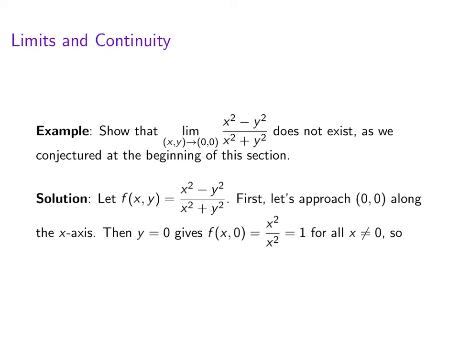So approaching along the x-axis means we're going to pick y equals 0, and if we do that, then f of x comma 0 will be equal to x squared over x squared, and that's just equal to 1, as long as x is not equal to 0, and we don't really care what happens at x equals 0. So that tells us that the function approaches 1 as x, y approaches 0, 0 along the x-axis.